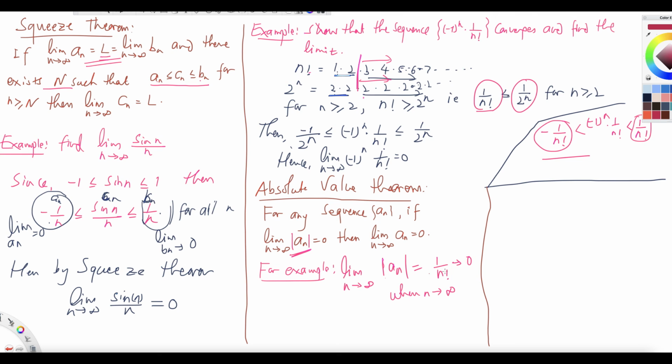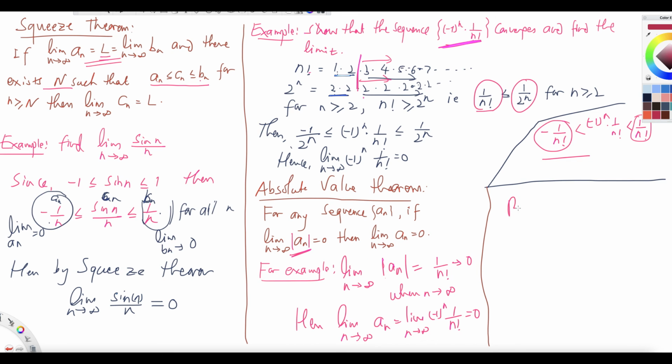When the absolute value converges to 0, then, and again, one of the important things is this must converge to 0 to use this theorem. If the absolute value goes to 0, then the limit as n tends to infinity of an, that is the limit of negative 1 to the n times 1 over n factorial, must go to 0 as well, because of the squeeze theorem. You can squeeze this sequence between the absolute value.